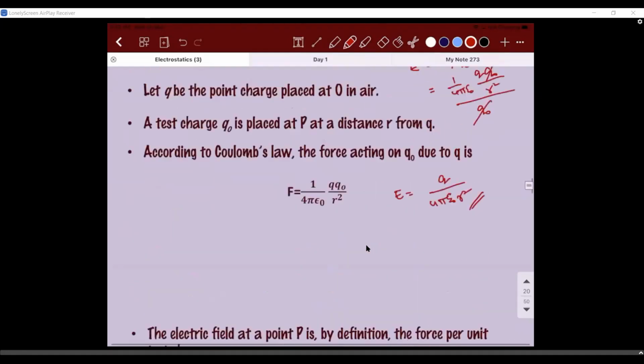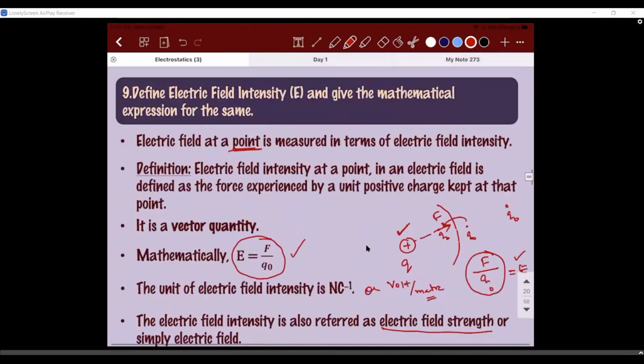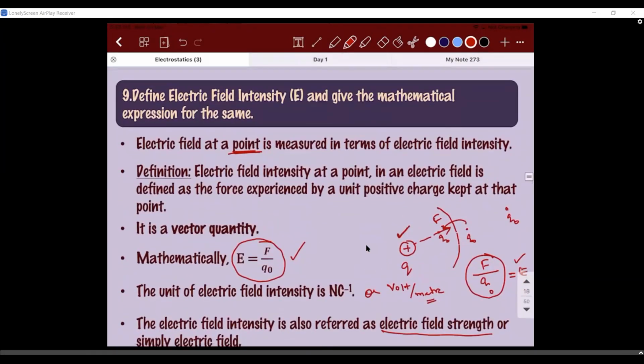Now the question is, I forgot to tell this. Is electric field intensity a scalar quantity or a vector quantity? It is a vector quantity. So why do we call it a vector quantity? Because you're writing E is equal to F divided by Q naught. This F is actually a vector here. So electric field is also a vector, but Q naught in the denominator is a scalar. So electric field intensity is a vector quantity. When it is a vector quantity, it is our job to define the direction.